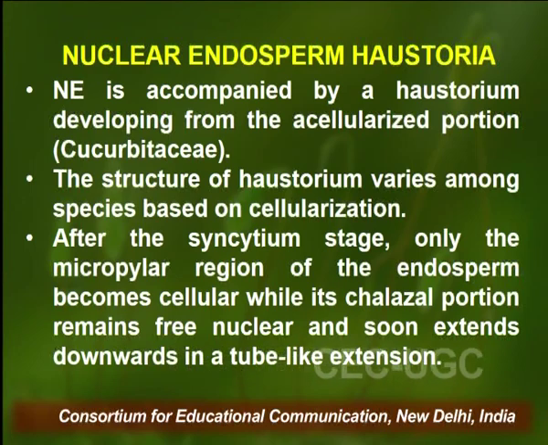After the syncytium stage, only the micropylar region of the endosperm becomes cellular, while its chalazal portion remains free nuclear, and this free nuclear portion will extend downwards in a tube-like extension. So this portion which is like a tube is the nuclear endosperm Haustoria. The free nuclei of this endosperm migrate into this Haustorium, or into this tube.